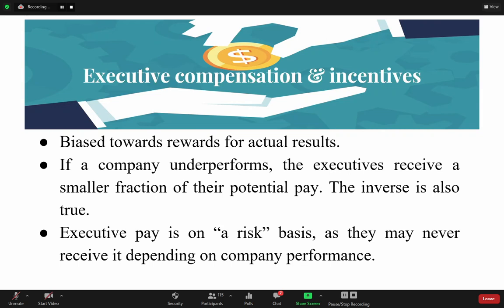Okay, I'll be talking about executive compensation and some of the incentives that they are entitled to. First, you'll find that executive pay is usually tied to rewards for actual results. This is in terms of they are rewarded according to what they have done for the company, and their pay is usually proportional to the company's success. That is, if the company underperforms, you'll find that their pay reduces, and when the company performs well, their pay increases. Next slide.